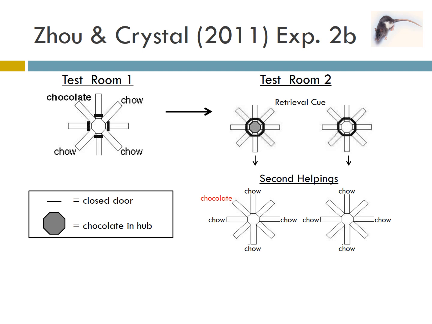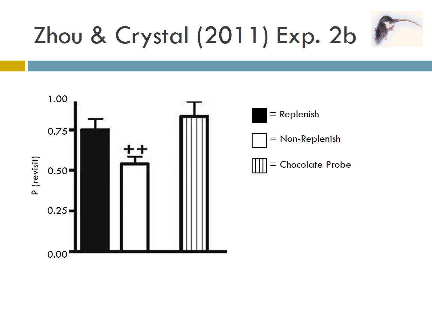And in second helpings, that arm does replenish if they got that retrieval cue. Again, if rats can recall which arm was the chocolate arm, they should travel down this arm quicker, or be more likely to go down this arm than rats that don't get that same cue. And that's exactly what they found in that particular condition when they did that chocolate probe. The revisit to that particular arm was much higher than what it would be by chance.